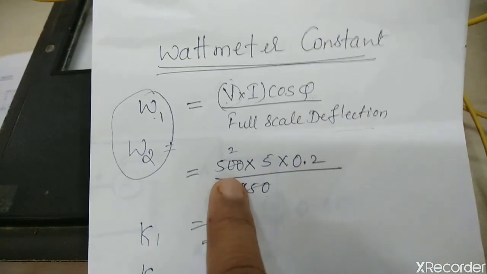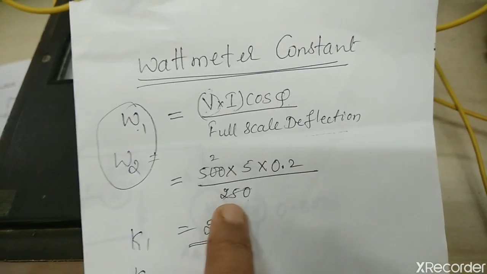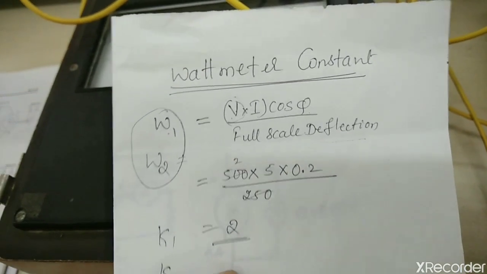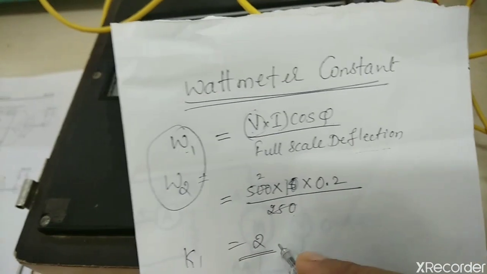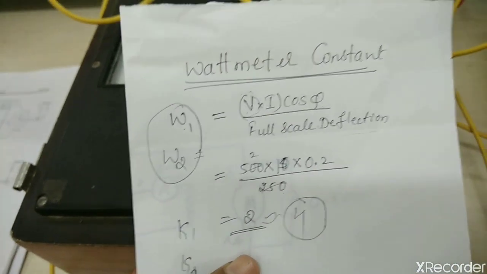So the wattmeter constant is going to change. 500 into 10, you are supposed to take into 0.2 divided by 250. It remains the same, the only thing is this has to be taken as 10 ampere. Do the connection and you get approximately 4. Calculate and see the wattmeter constants of both.